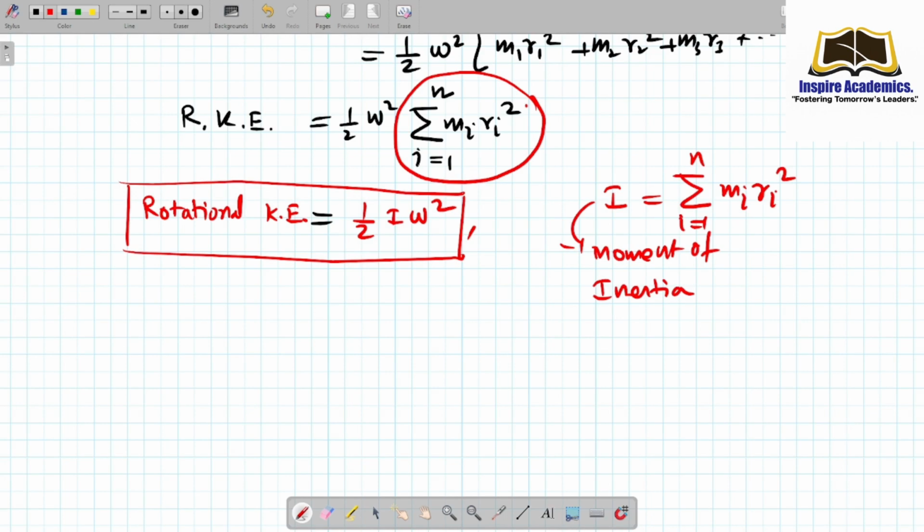Next is radius of gyration. I had already explained. Have you understood this? Again, I will repeat a bit. Radius of gyration.